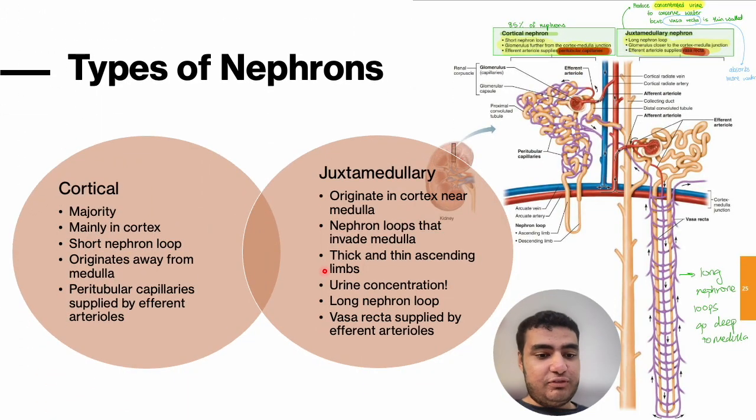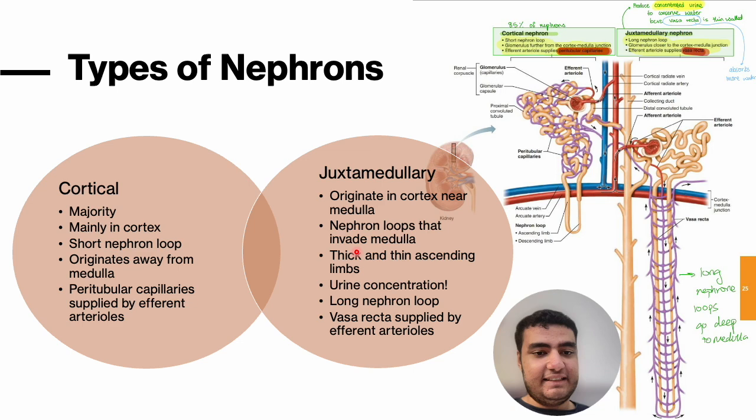We have two main types of nephrons, it's important to know. We have cortical nephrons, which are mainly in the cortex, and they're the majority, about 80% or 85% of nephrons. And then we have juxtamedullary nephrons. Cortical nephrons have a short nephron loop and they originate away from the medulla, towards the surface of the kidney. And it's important to know that efferent arterioles bring out peritubular capillaries from them, while in juxtamedullary nephrons, efferent arterioles drain into vessels known as vasa recta.